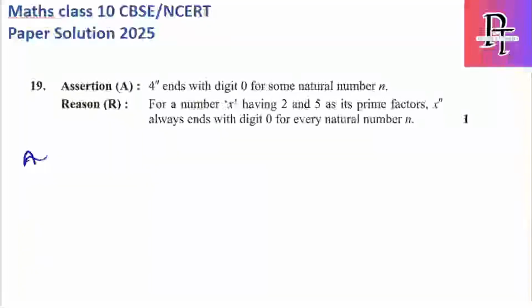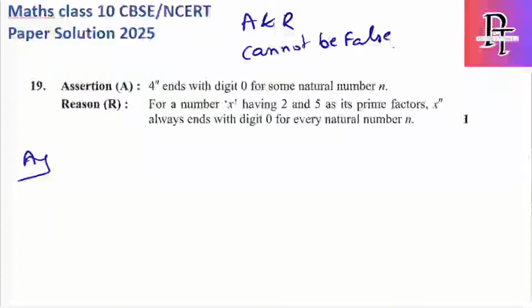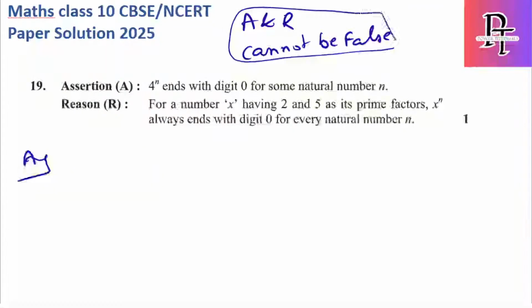Assertion reason questions: first, both are correct and R is the correct explanation. Second, both are correct but R is the wrong explanation. Third, A is true, R is false, and D, A is false, R is true. So always remember, A and R cannot both be false. So at least one should be true. So when you are solving a question, if you get the doubt that both are false, then it indicates that somewhere you are going wrong. Okay, both cannot be false. Either one can be true or both can be true, but both cannot be false.